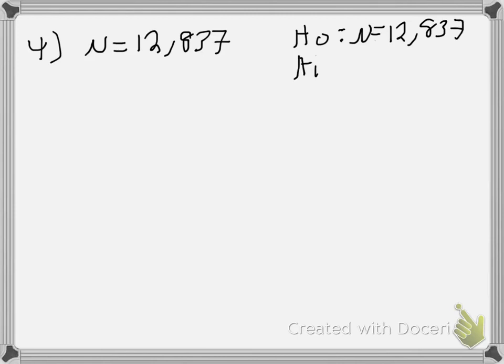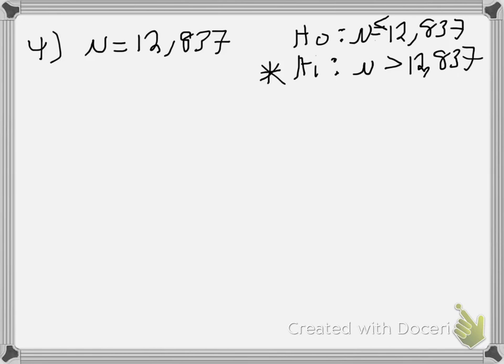H1, if it says more than this, would say that mu is greater than 12,837. Now, if you want to get technical and make H0 less than or equal to, that's fine. That'll help you realize that this is going to be a one-tailed test. Also, this will help you with your claim. Which one is your claim? Well, your claim says it's going to be greater than, so that's my claim. Okay.